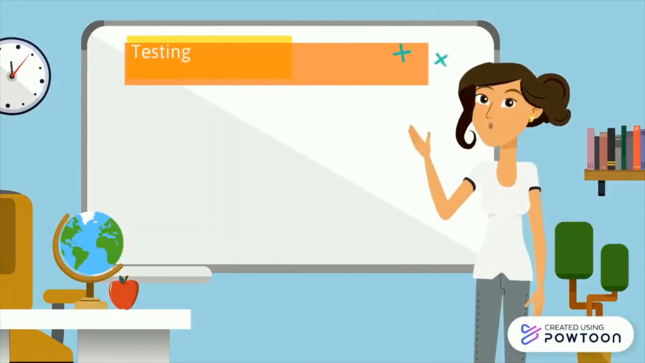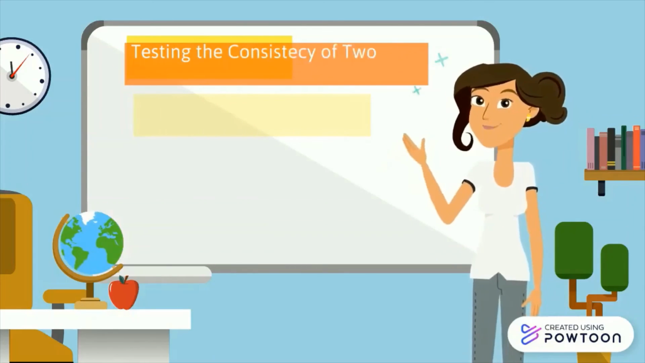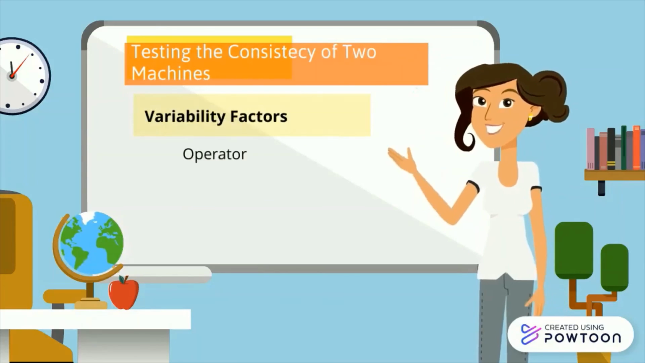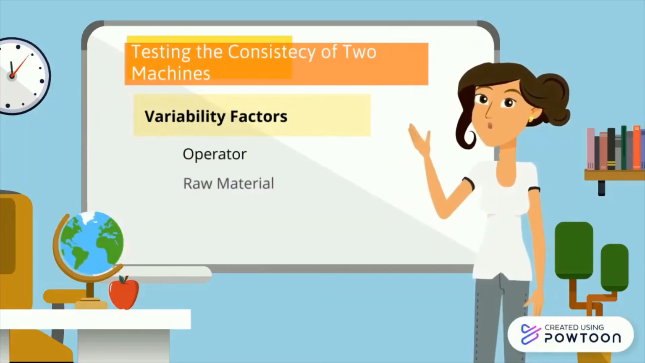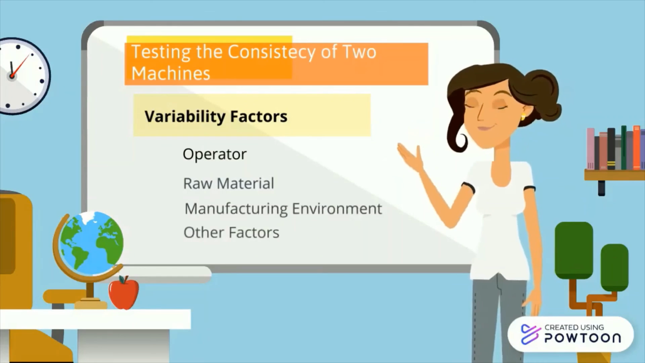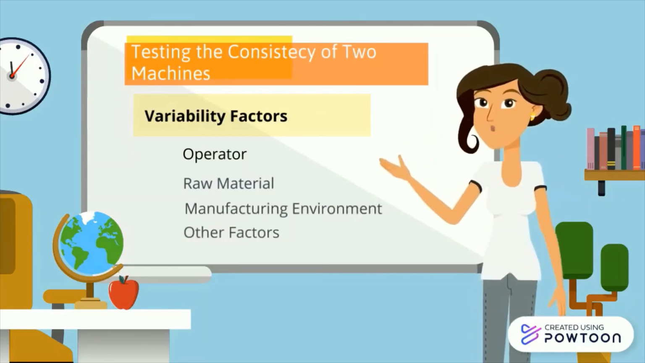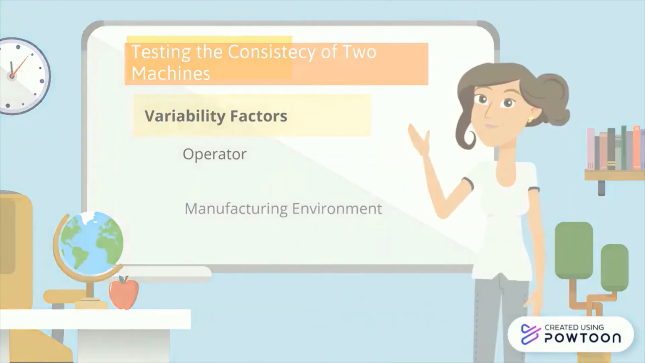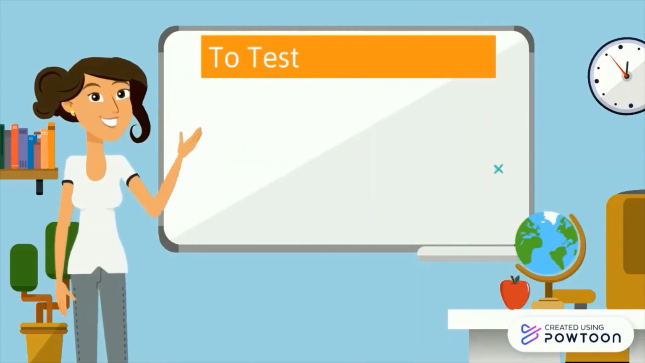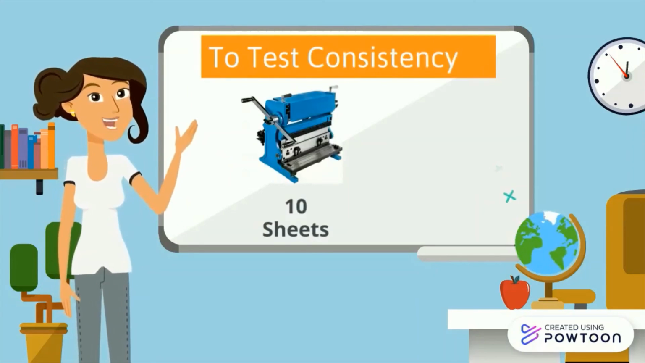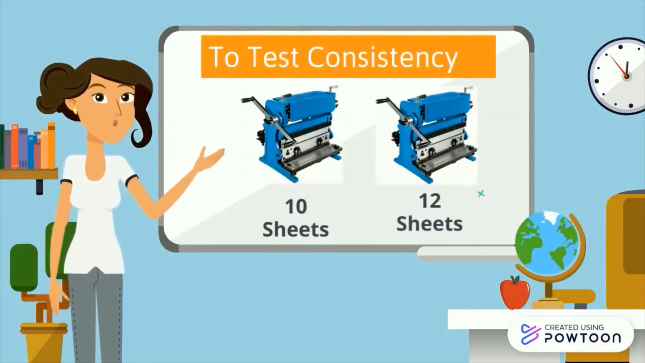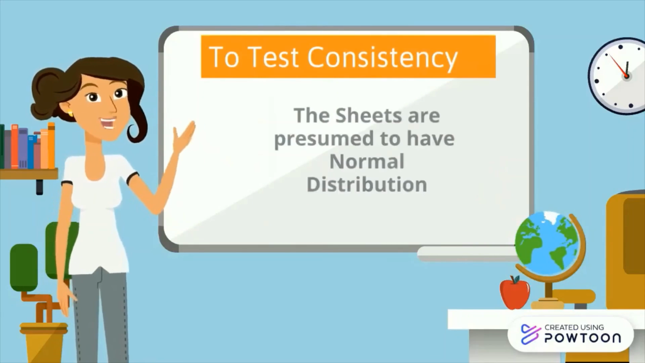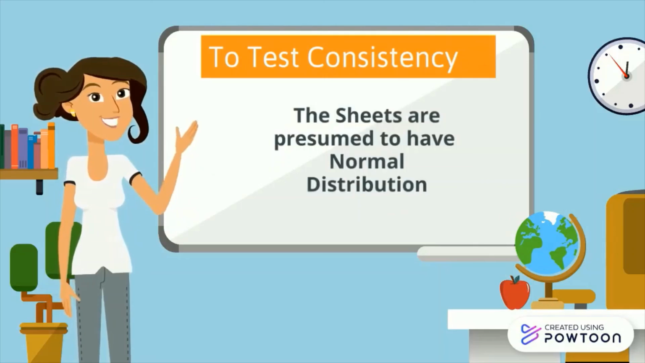Suppose a machine produces metal sheets that are specified to be 22 millimeters thick. Because of the machine, the operator, the raw material, the manufacturing environment, and other factors, there is variability in the thickness. Operators are concerned about the consistency of two machines. To test consistency, they randomly sampled 10 sheets produced by machine 1 and 12 sheets produced by machine 2. They assumed that sheet thickness is normally distributed in the population.